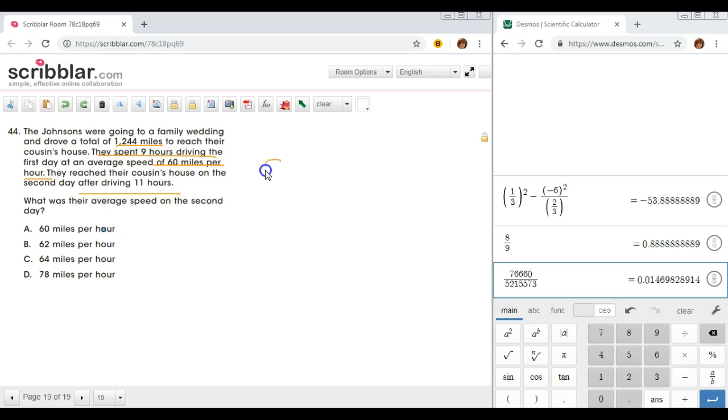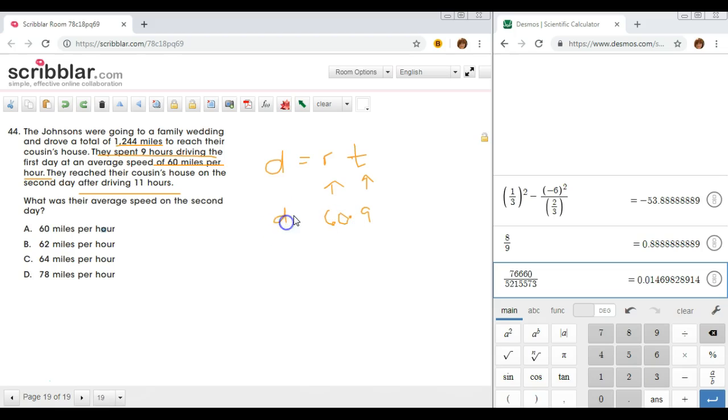So there is one more formula to memorize called distance equals rate times time. Kind of looks like dirt to me. So D stands for distance, R for rate, T for time. So we can use that information to help us figure out some of this information. On the first day, they spent 9 hours driving. So T is 9 on the first day, and they went a speed of 60 miles per hour. R is 60 on the first day.